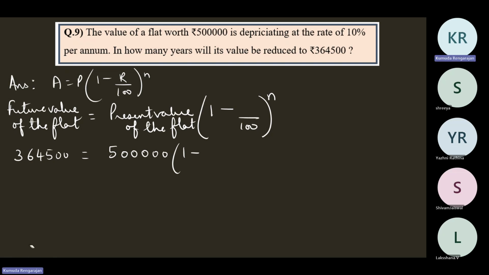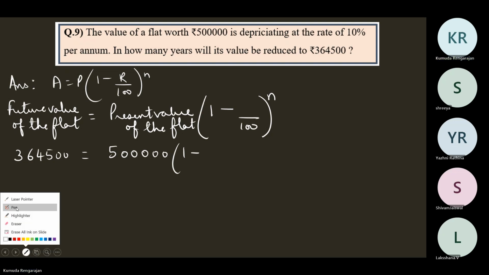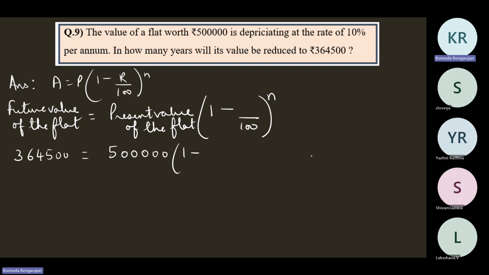Sorry, I shouldn't have put 10 also here. I normally substitute once, I don't do it in different steps. So in one step I substitute always. So let me write R itself here, 1 minus R by 100 to the power n. See here, I've not substituted any value. That's what I'm trying to say.